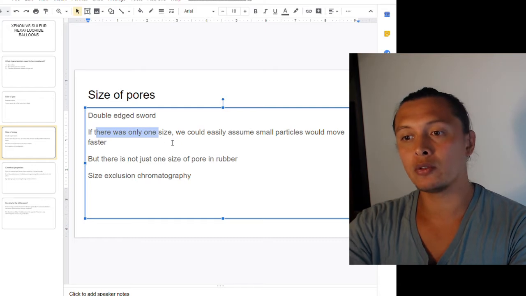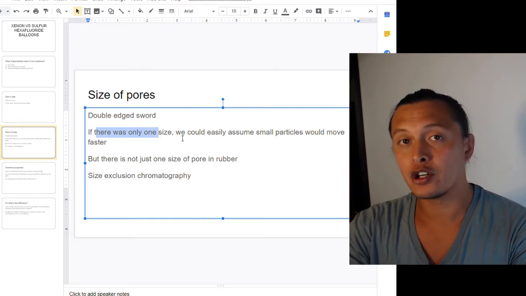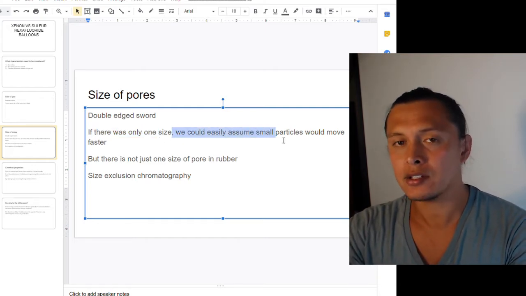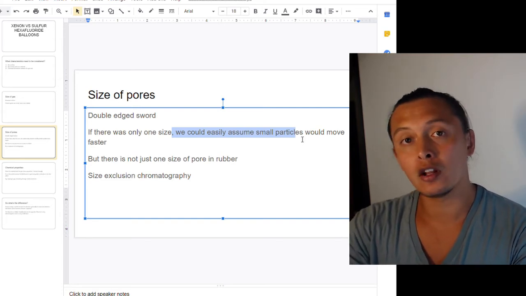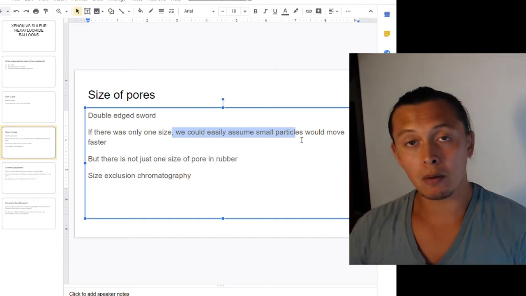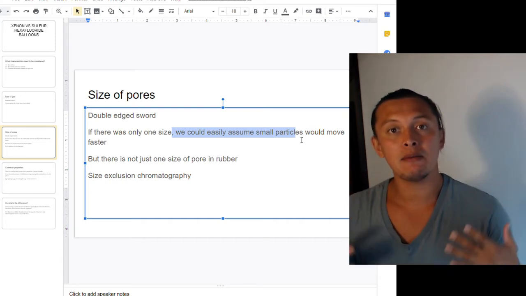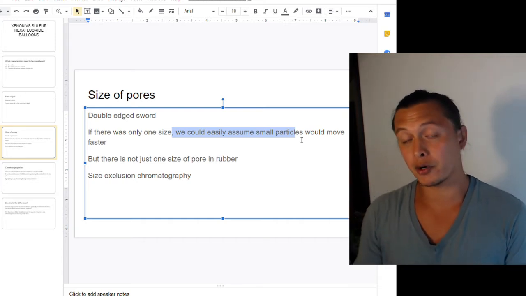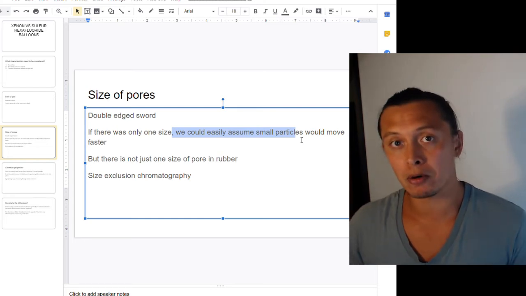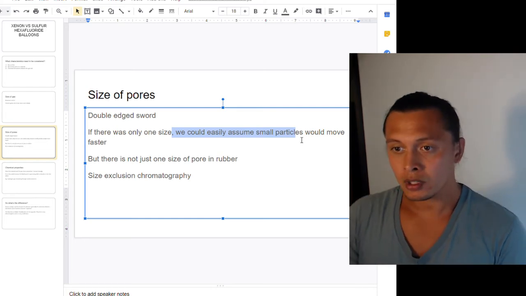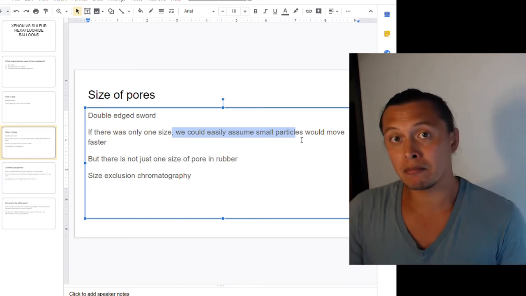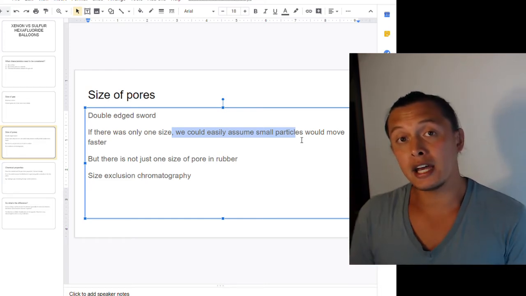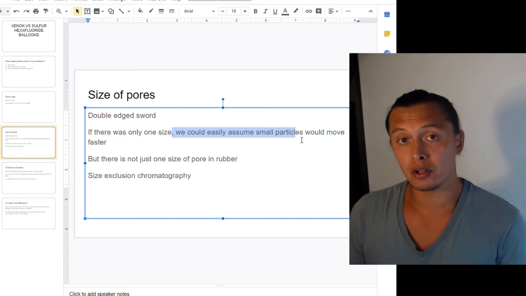So if there was, say, only one size pore in your material, we could easily assume that the small particles would move more quickly than the large particles. So, if you have the same size of pores throughout a particular material, and let's say that material was the rubber or the latex in a balloon, what would happen over time is that you would basically just have the same Brownian motion that is happening within the pores of the balloon.